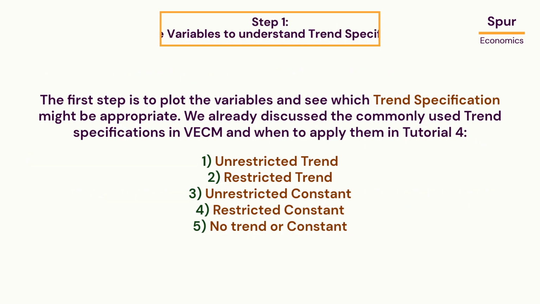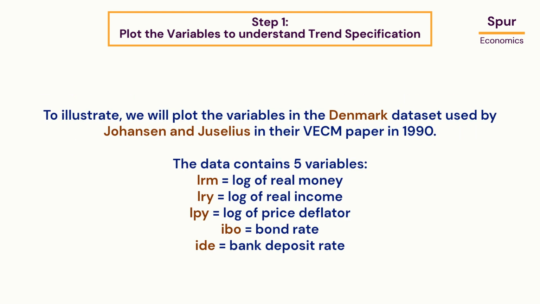The first step is to plot the variables and see which trend specification might be appropriate. We already discussed the commonly used trend specifications in VECM and when to apply them in Tutorial 4. To illustrate, we will plot the variables in the Denmark dataset used by Johansen and Juselius in their VECM paper in 1990. The data contains 5 variables on log of real money, log of real income, log of price deflator, bond rate and bank deposit rate. Let us take a look at some of the plots of the variables.